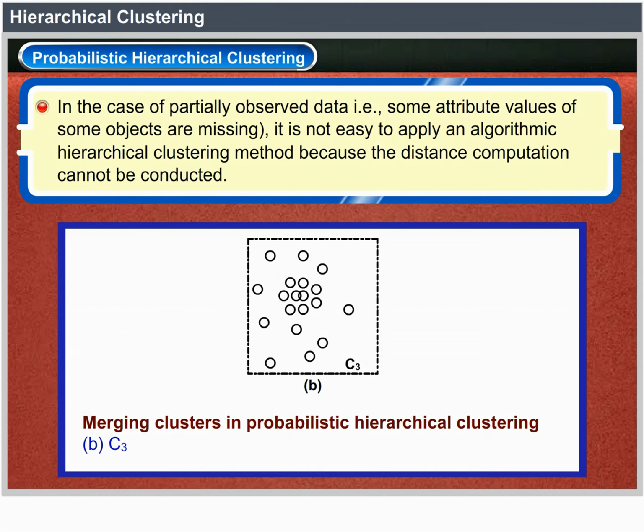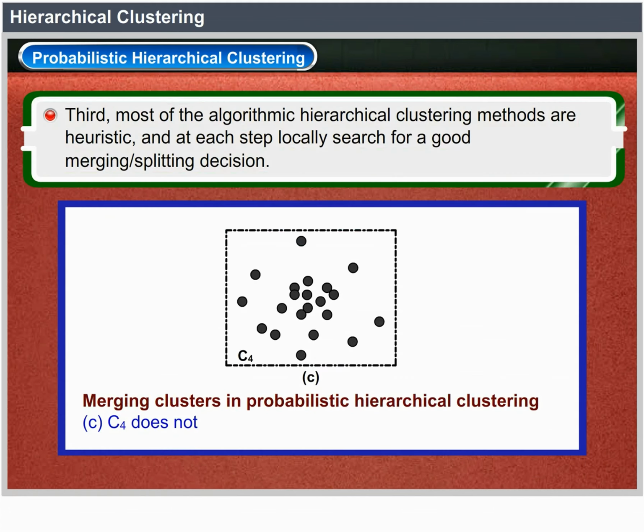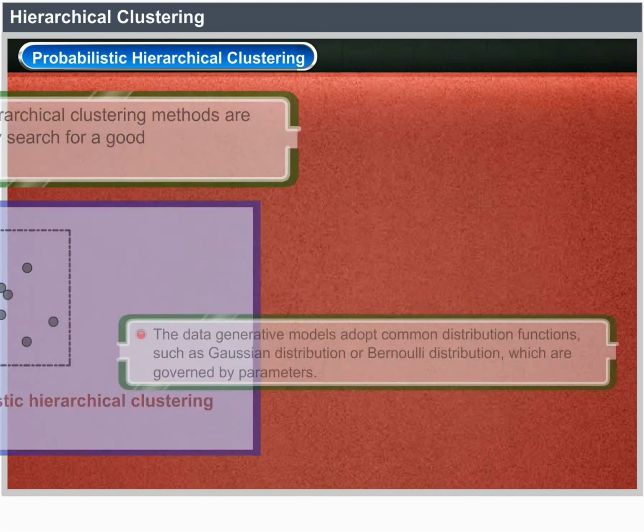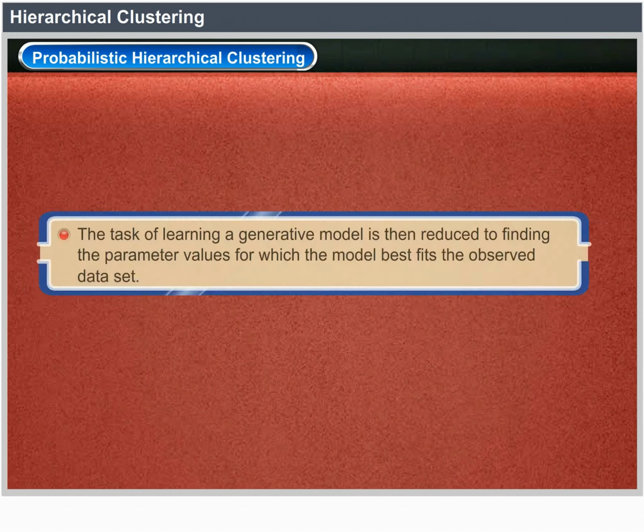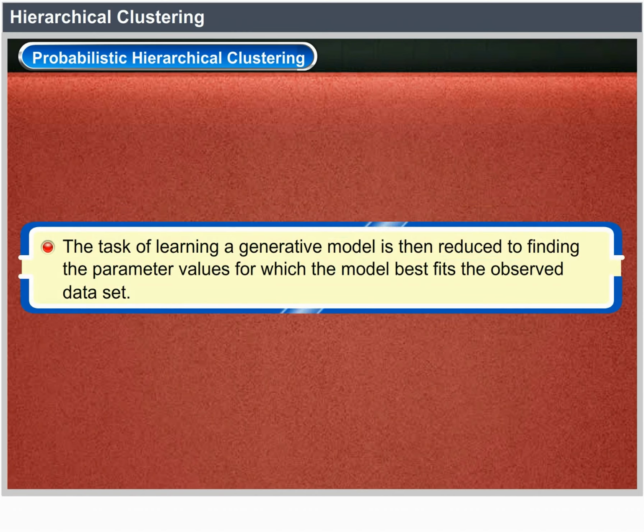Third, most of the algorithmic hierarchical clustering methods are heuristic and at each step locally search for good merging or splitting decisions. The data generative models adopt common distribution functions such as Gaussian distribution or Bernoulli distribution, which are governed by parameters. The task of learning a generative model is then reduced to finding the parameter values for which the model best fits the observed data set.